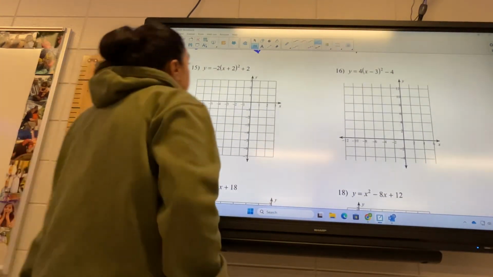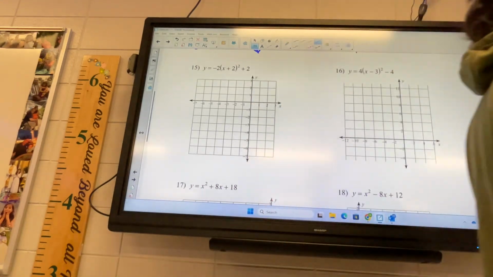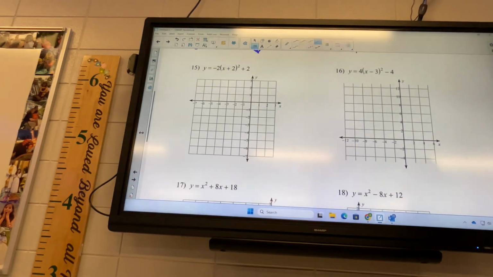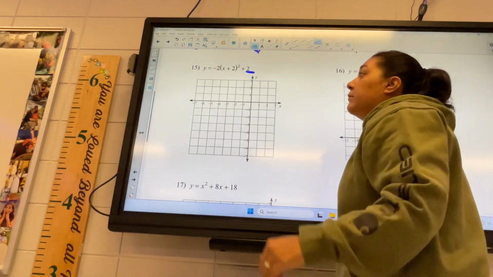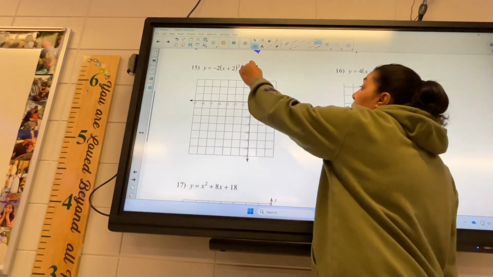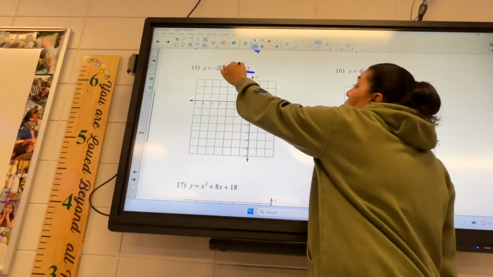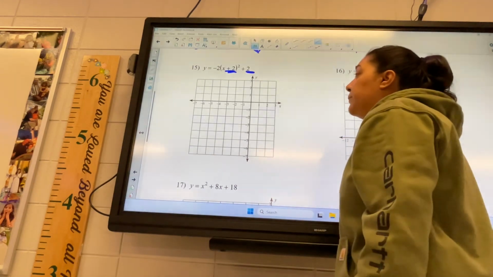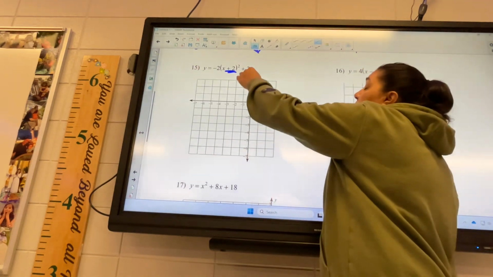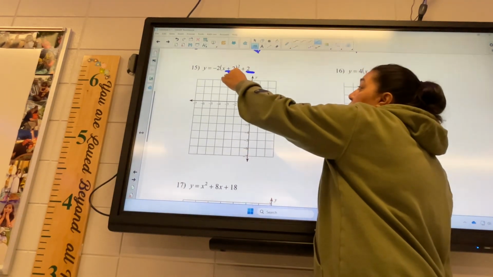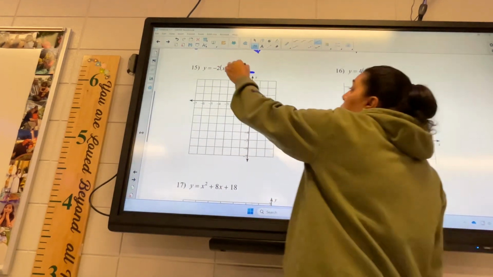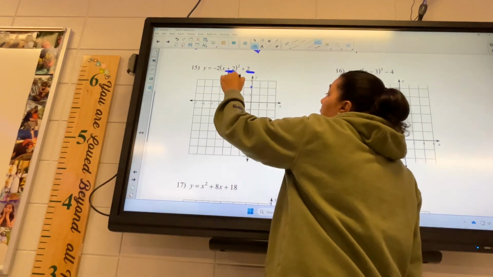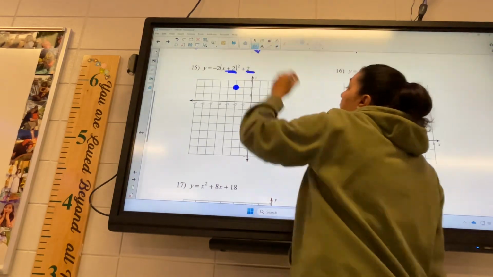Okay, look at 15. Where do we start our pencil? 0, 0. What does this plus 2 on the outside do? It goes to our up and down, so we're going to go up 2 because it's a plus. What does a plus 2 on the inside do? It goes to the left 2 because it's a plus, but normally it goes left and right. After we do these first 2 shifts, we go ahead and make our vertex.